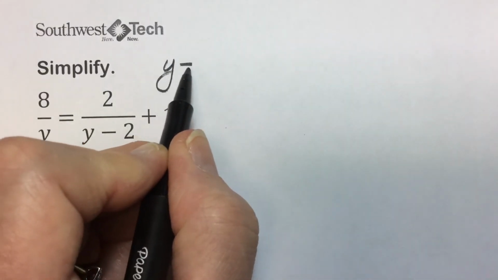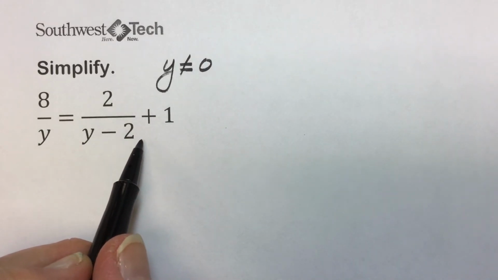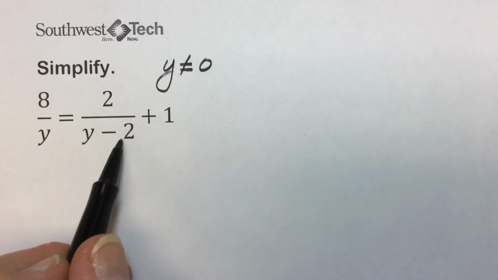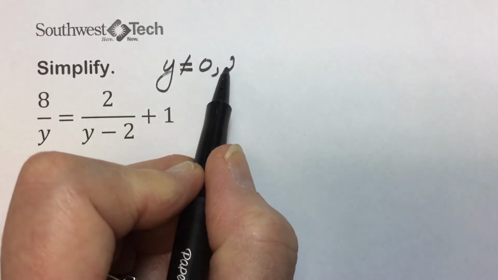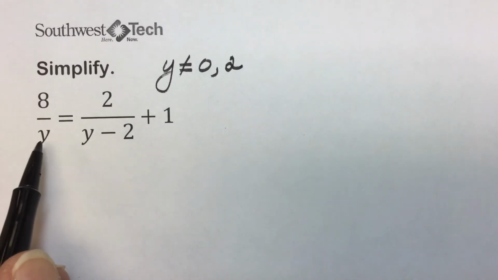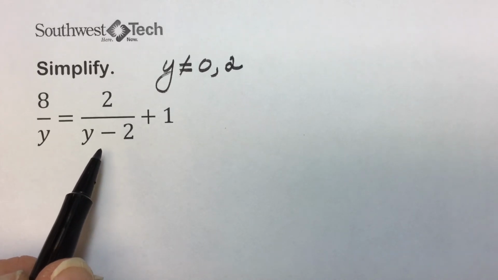So y cannot be 0, nor, if we set this equal to 0 and solve for y, we would find, if y was 2. 2 minus 2 would give us a 0. So our two restricted values are 0 and 2. Next, we move on to solving this by clearing the equation of fractions. And to do that, we'll multiply both sides by the least common multiple of the denominators. The only factors in the denominator are y and y minus 2, so that will form our least common multiple.